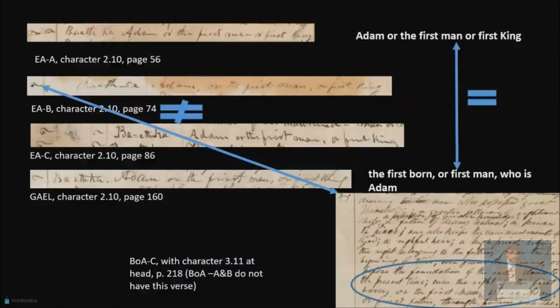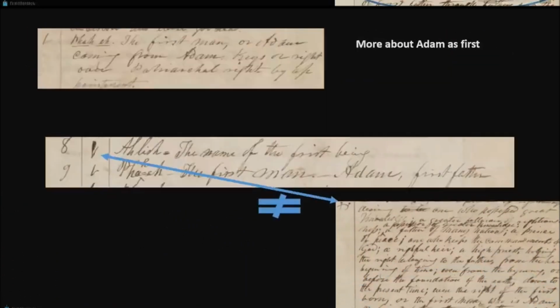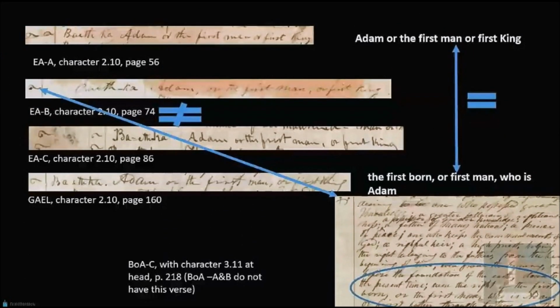In any case, now we're going to go on and look at some more. So we've got another text match where the characters don't match. Here, Muhlestein compares a character from the pure language portion of the alphabets that pertains to Adam, or the first man or king, with Abraham 1 verse 3, where Abraham says he has a right to the priesthood through his fathers back to Adam.